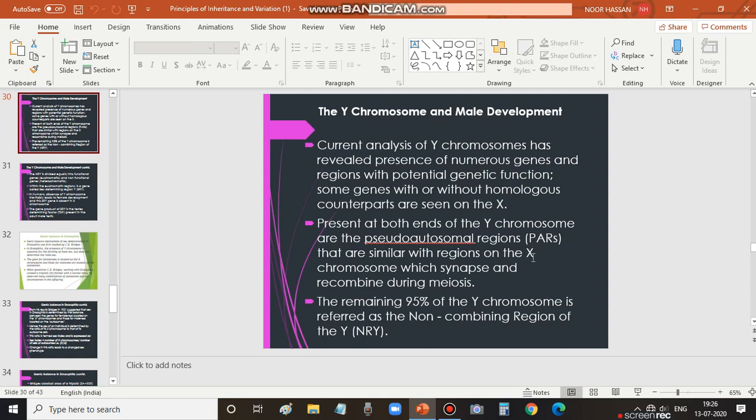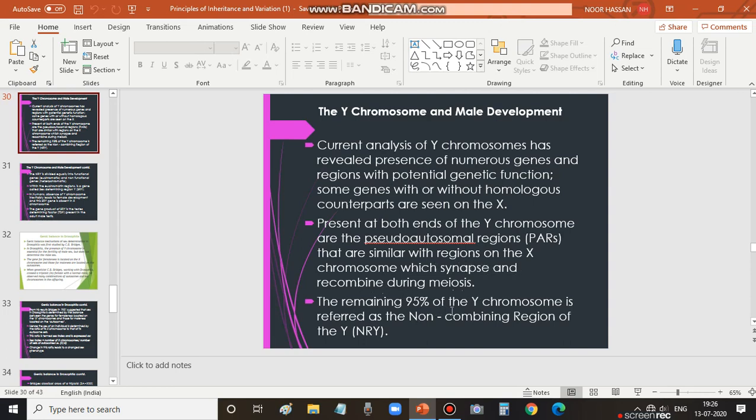Why? How does the Y chromosome have these regions? It is because during meiosis recombination occurs, during crossing over which takes place at synapsis. Due to that, Y chromosomes also have these PARs, pseudo autosomal regions, which are similar to the regions present on the X chromosome. Why has this happened? It is due to synapsis and recombination during meiosis.